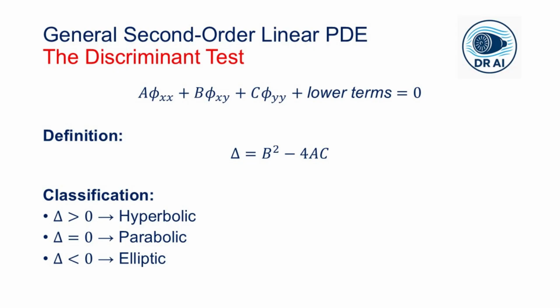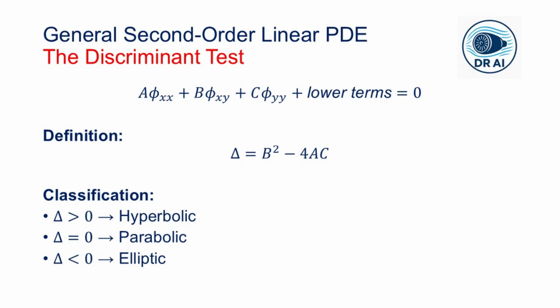Now, let us go into more physical depth to understand the classification. We start from the general second order linear partial differential equation in two independent variables as displayed. Here phi is the unknown. Subscripts denote the partial derivatives, and A, B, and C may depend upon the independent variables.